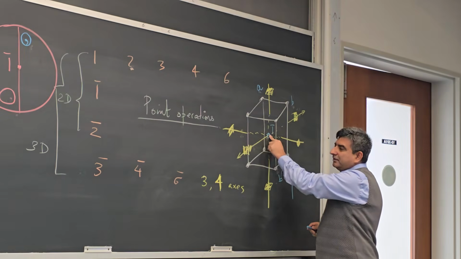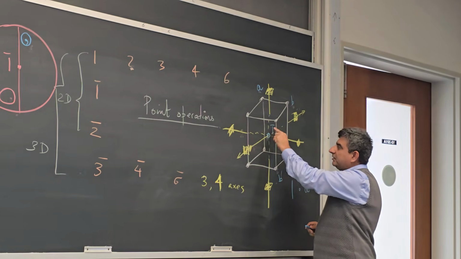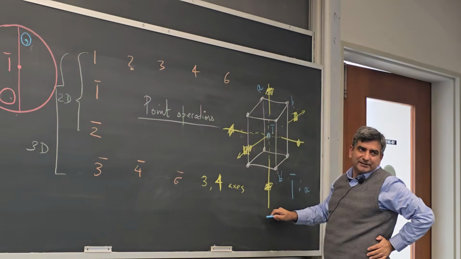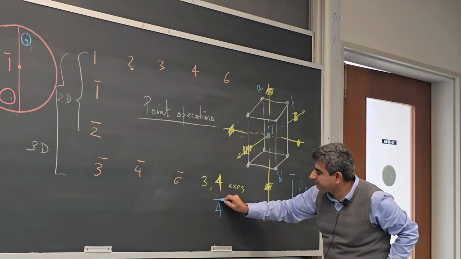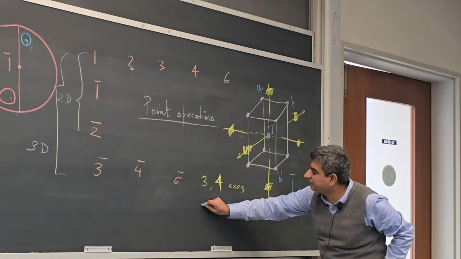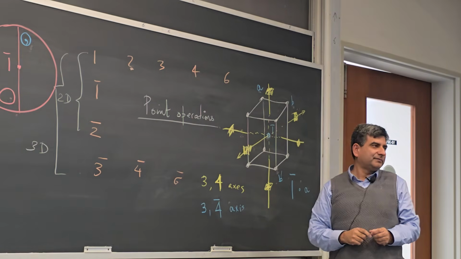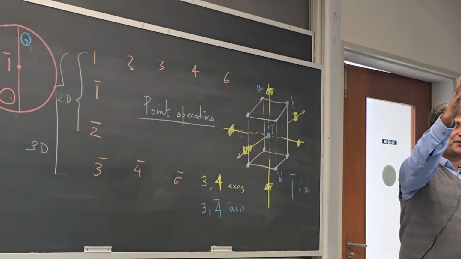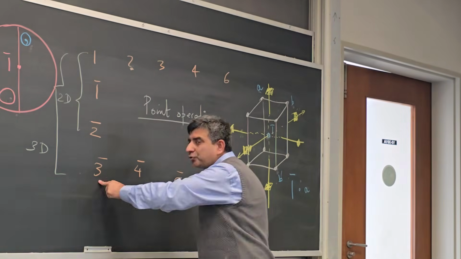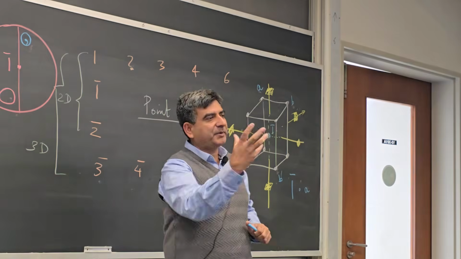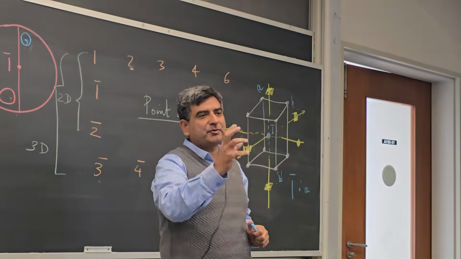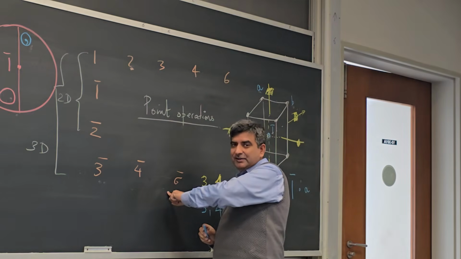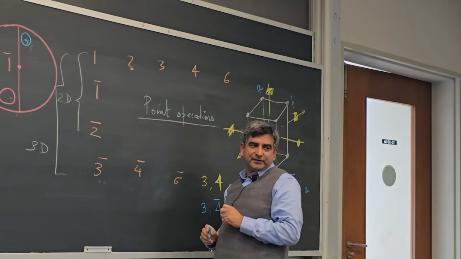So this point is a 1 center of inversion, and this axis is not only a 4-fold axis, it's also a 4-bar axis. So I also have 3 4-bar axes. It's not only a 4-fold axis of rotation, it's also a roto-inversion axis. These are called roto-inversion axes because these are rotations followed by inversions, or inversions followed by rotations. Okay? So in 3D we also have these 3 possible roto-inversion axes.